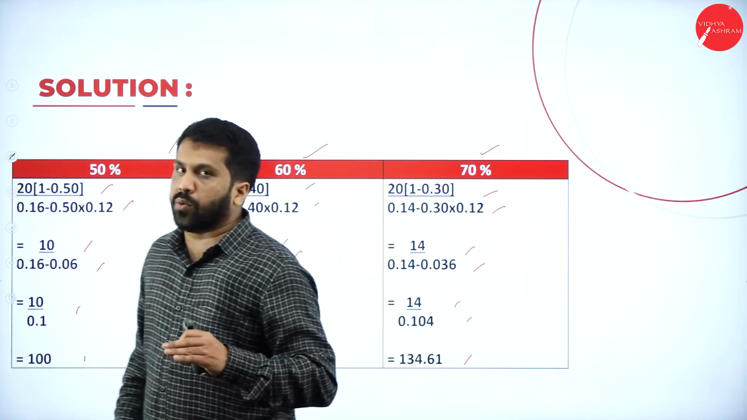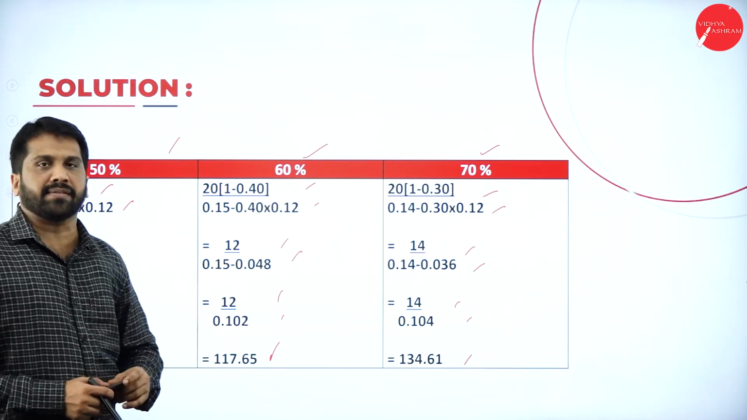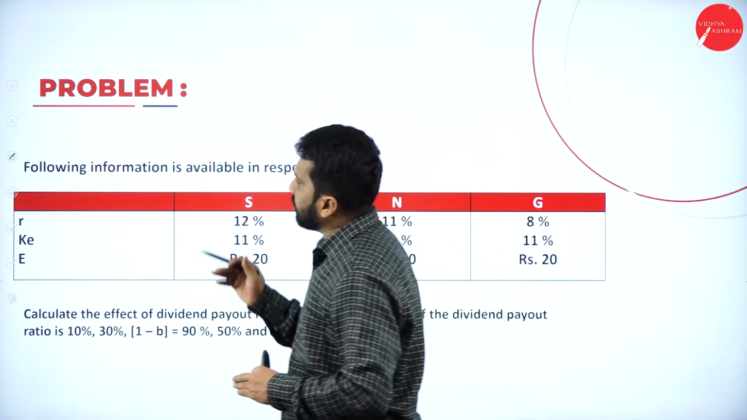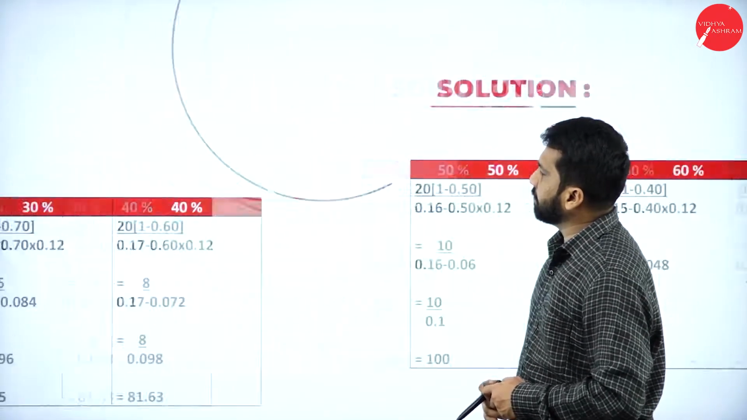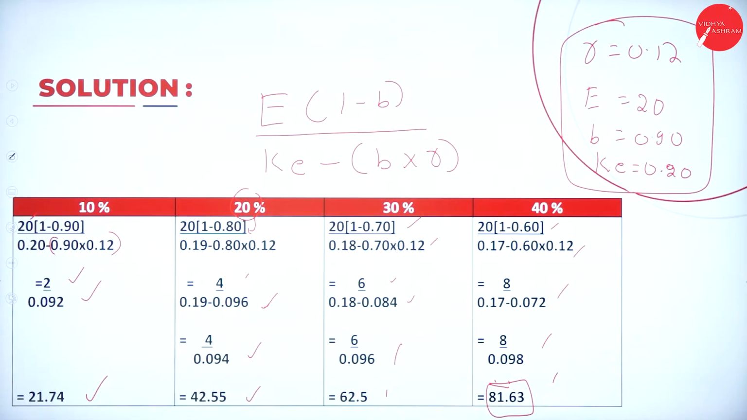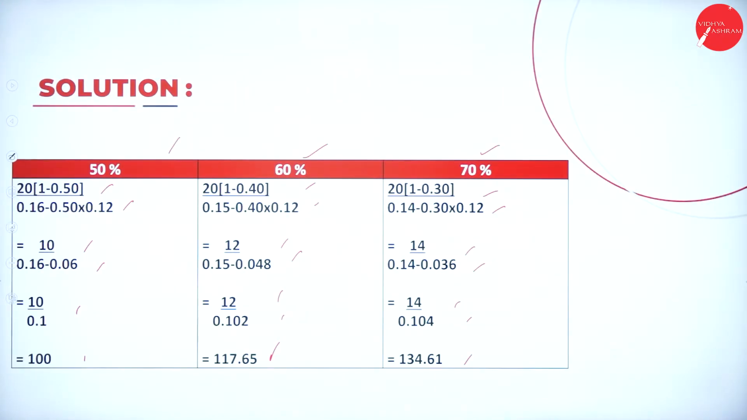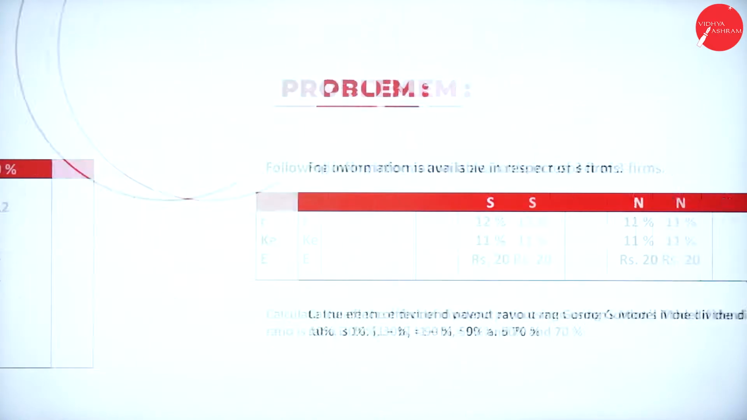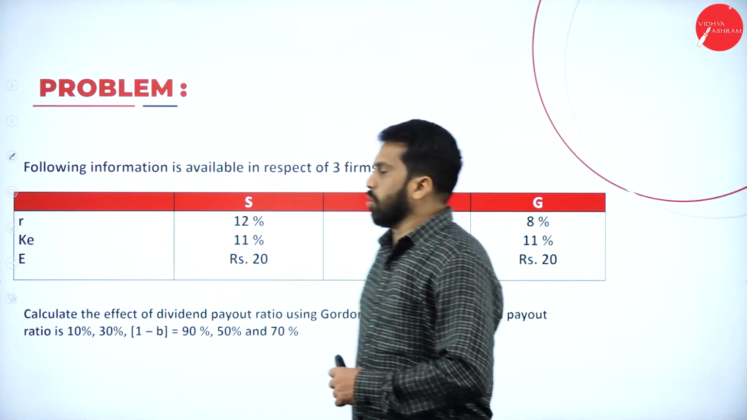134.61. You can go one by one, like with a table, or else you can calculate without a table also. Now, once we are done with this one, your previous problem is completed. I'll show it once again. This is your question. These are the formulas you have to remember. Your solution part. Again, your solution part continuation. Your problem number 1. Now, we'll go to the next problem.